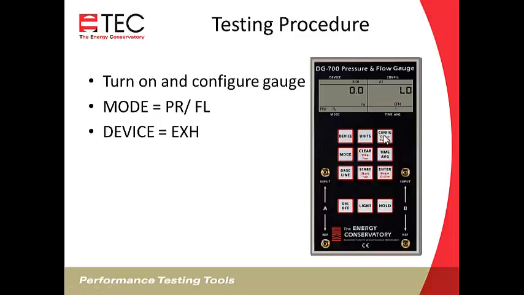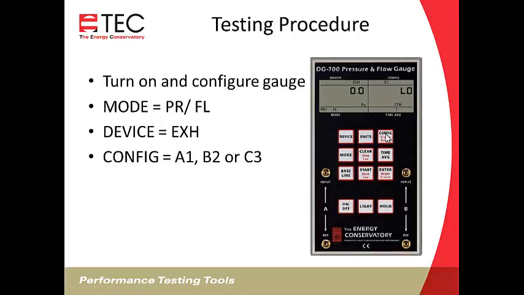And then next we'll go to config, and we have a choice between A1, B2, or C3. As soon as we go to EXH, we're seeing A1 on the config, and you notice we don't see open here. Open isn't the first one. A1 is the open position with that gate opened as far as it can be. And then when we push the config button, we'll move to B2 or C3. So now we've got our gauge all set up.